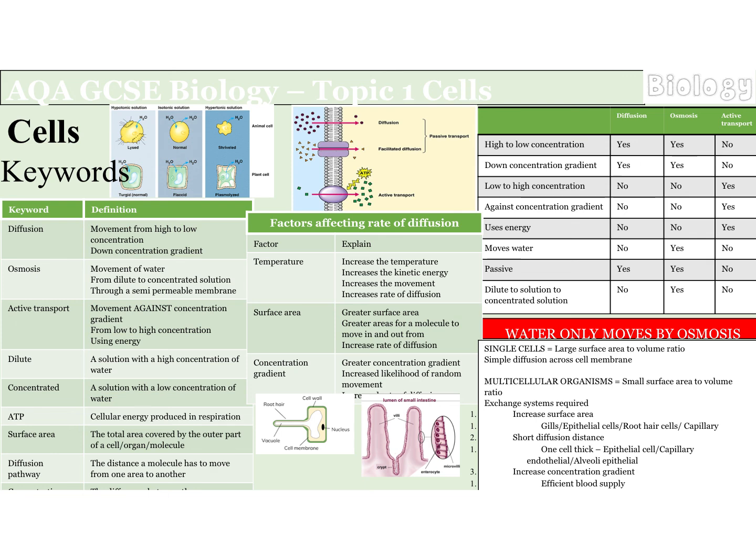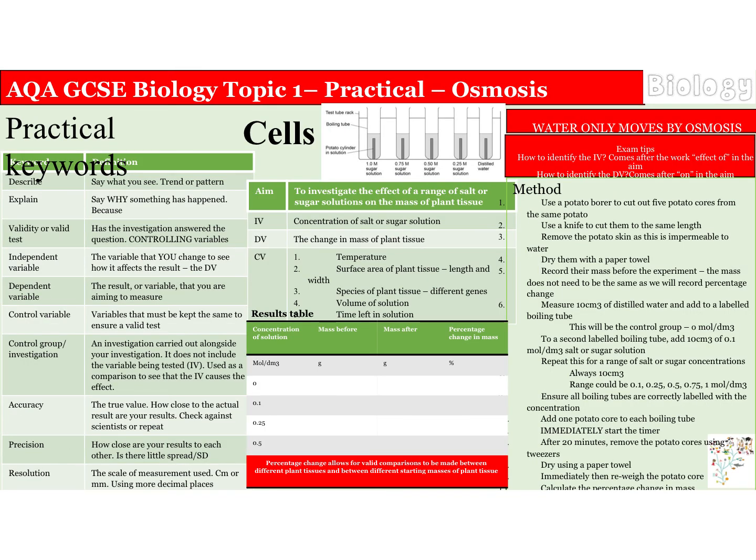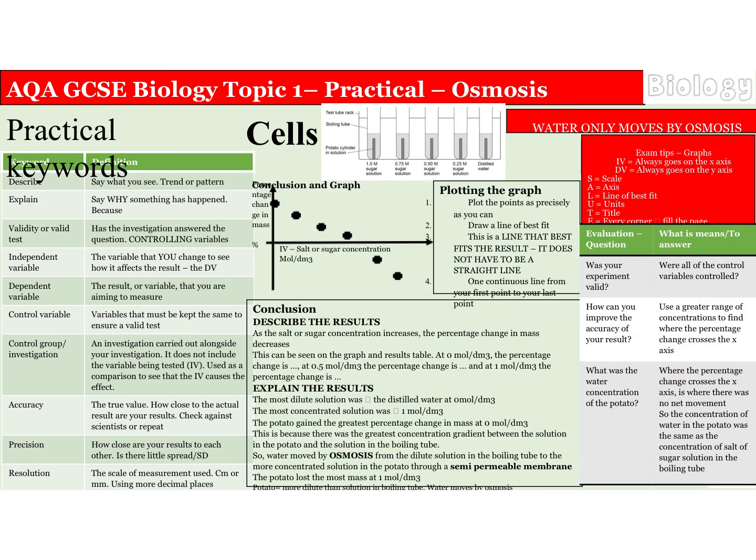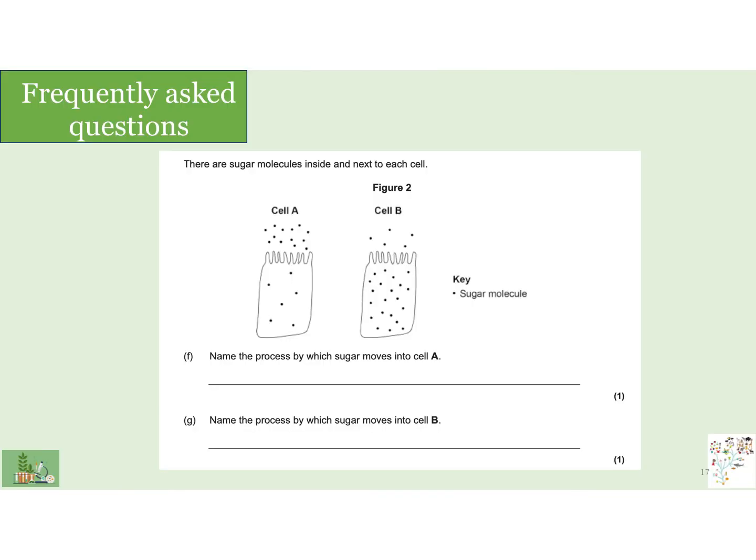Okay, these couple of pages here then just talk you through, again, type of questions that are likely to come up and some key information that you need. This talks about the key practical I've mentioned, so it talks about the key words, the variables, a method on the right-hand side, and then what your results table should look like. This is what your describe and explain your answers should look like, and the graph here. Finally then, just a couple of frequently asked questions you're likely to get.